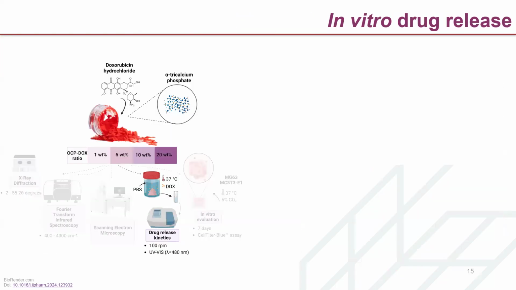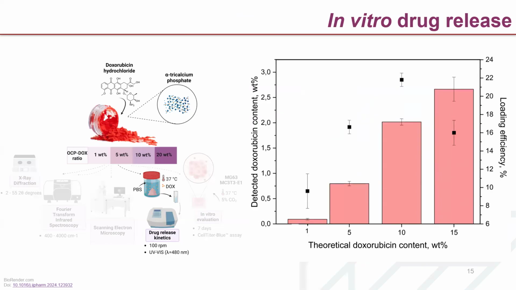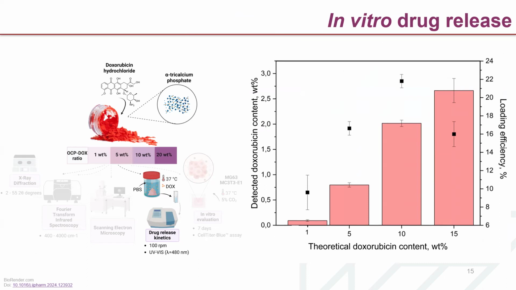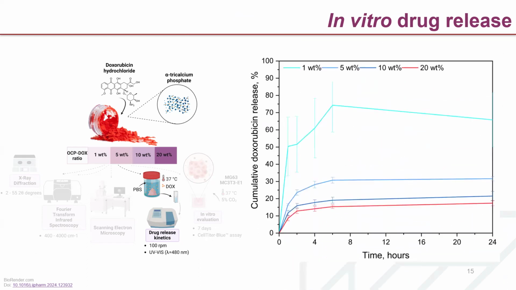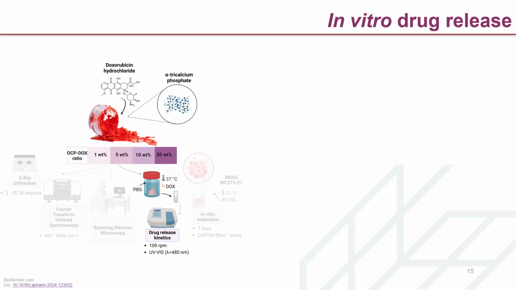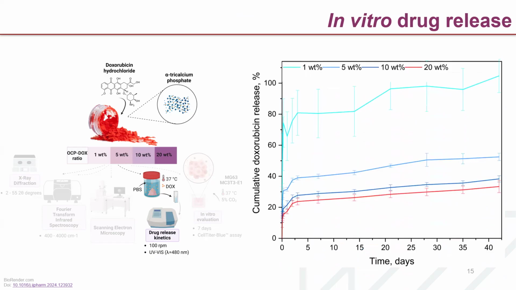In the second step, we tested the drug content and release of our system. The maximum detected drug was approximately 2 weight% from the 10 weight% doxorubicin octocalcium phosphate system, and all the tested samples had a very high initial burst release within the first 24 hours. Nevertheless, all of them had a sustained release up to 6 weeks.